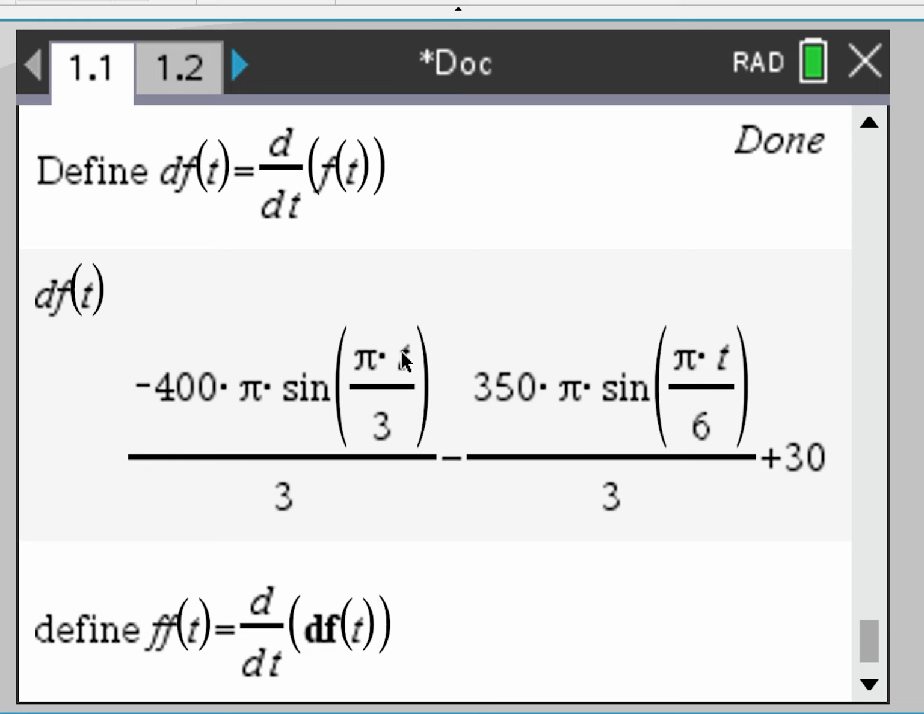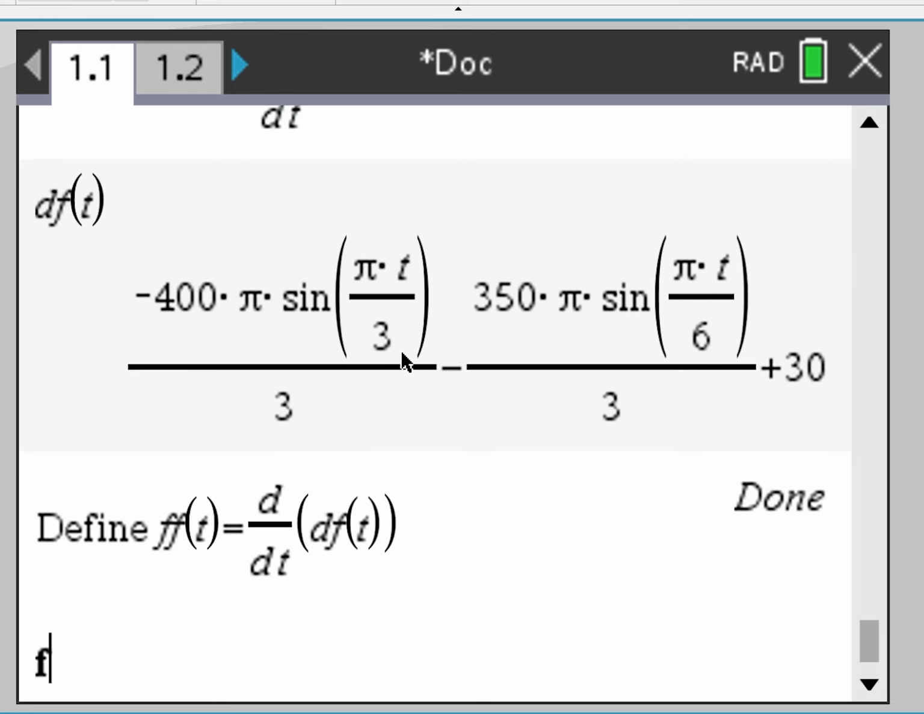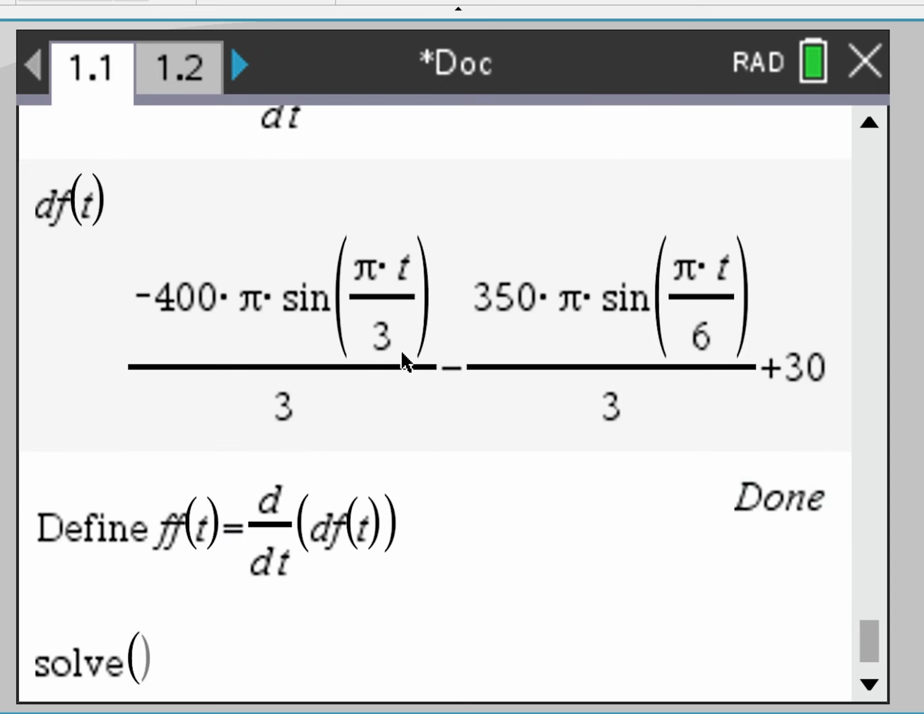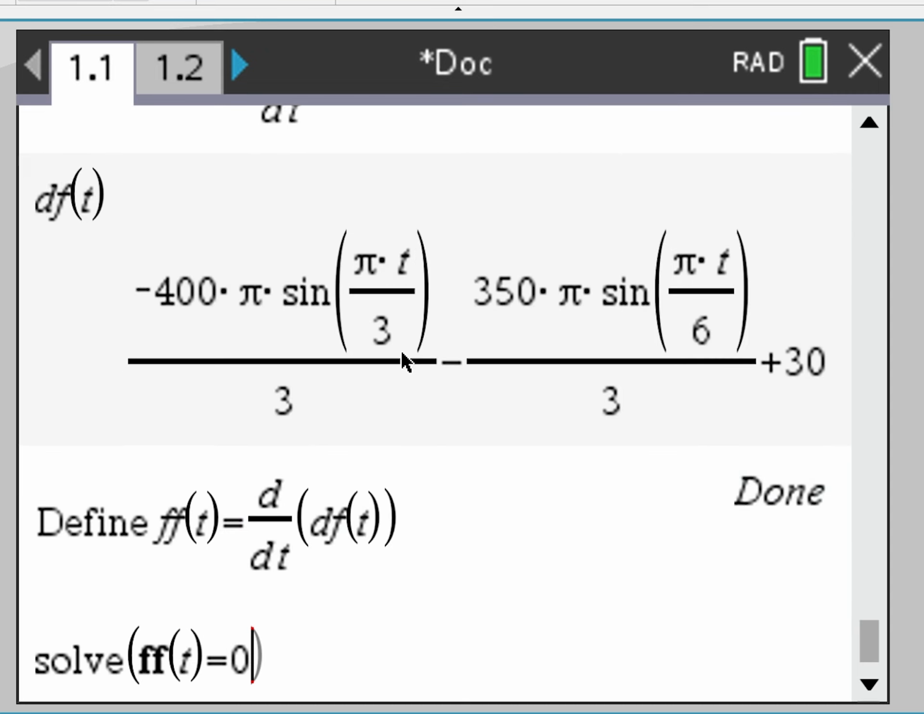Okay, so our f of t would be this whole thing. Alright, cool. So let's solve this now. So f of t is equal to 0, comma, t. Let's put in the domain as well so that we don't get the general solution. So 0 is less than or equal to t, less than or equal to 36.